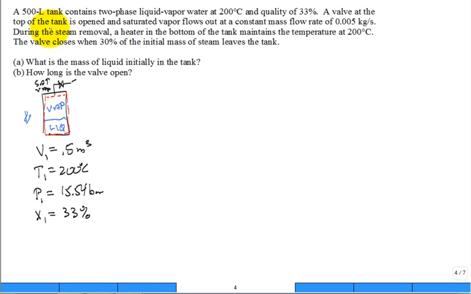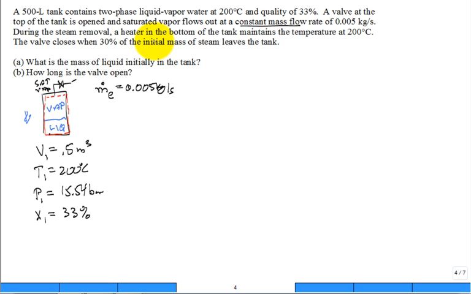Now the valve at the top of the tank is open and saturated vapor flows out at a constant flow rate of 0.005 kilograms per second. So maybe I think about m dot E equal to 0.005 kilogram per second. Why do I put the dot on the m? It's a mass flow rate. Why do I put a subscript E? Because it's exiting. What's it exiting? The tank. The tank is my natural control volume for this system. It's a constant flow rate over a time period.